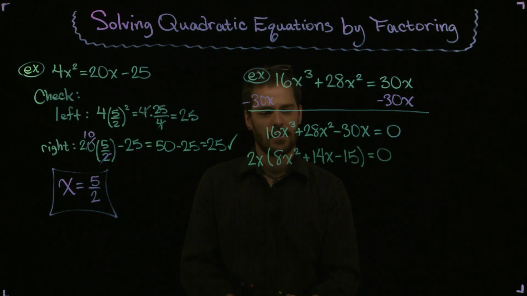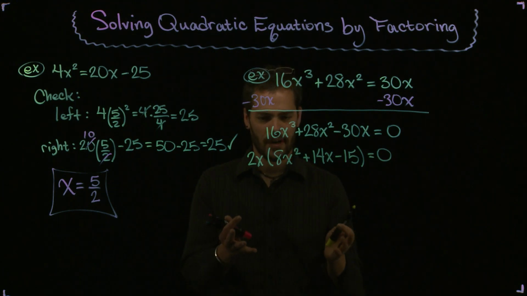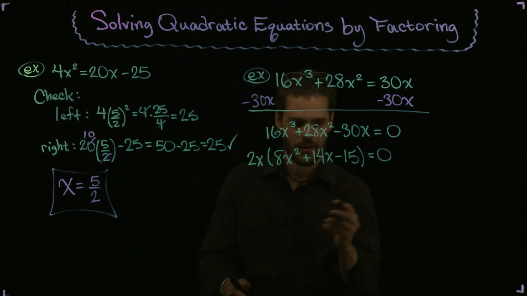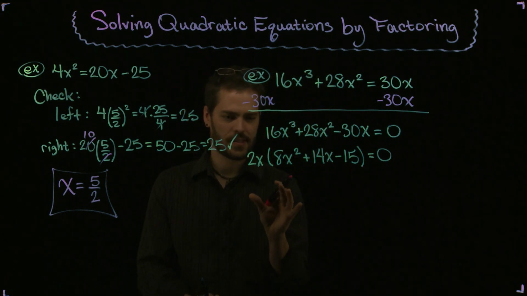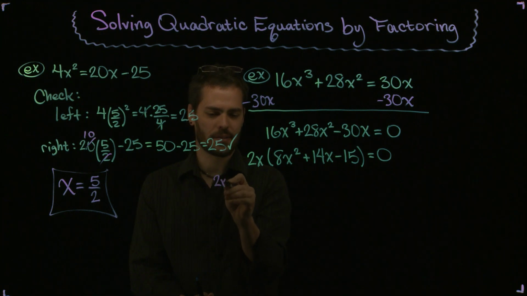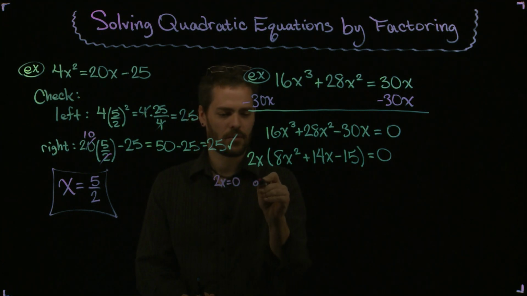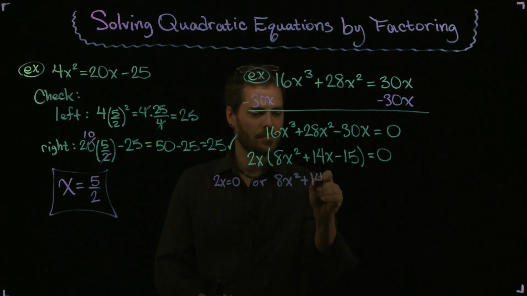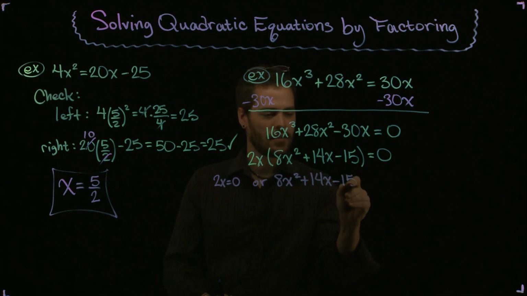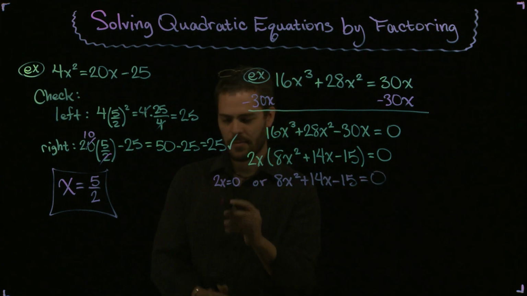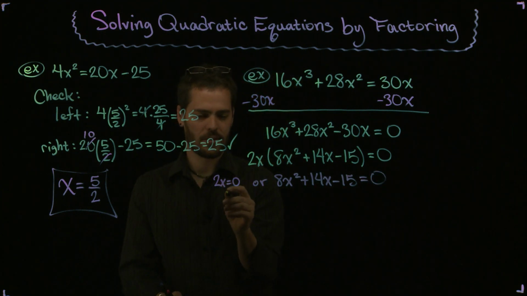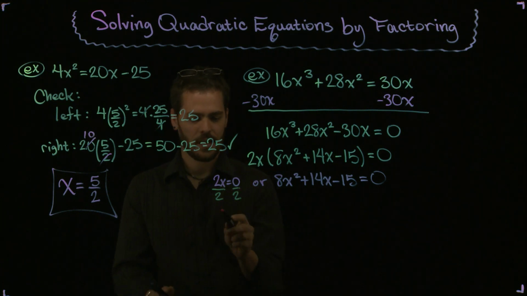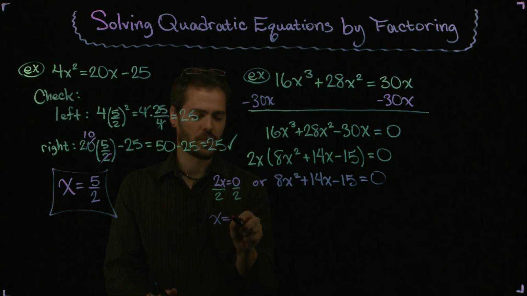Now, I can use a zero factor property immediately, and then maybe another one a little bit further down the road, and the first instance would be to say that 2x equals 0, or 8x squared plus 14x minus 15 equals 0. From the left equation, 2x equals 0. Divide both sides by 2, and we can see that x equal to 0 is one of the solutions.